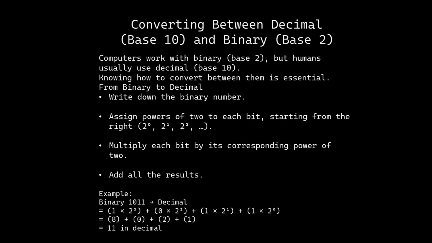In binary, 1011 will be in decimal 1 times 2 to the power of 3, plus 0 times 2 to the power of 2, plus 1 times 2 to the power of 1, plus 1 times 2 to the power of 0, and then we make the sum. So 8 plus 0 plus 2 plus 1, so 11 in decimal.